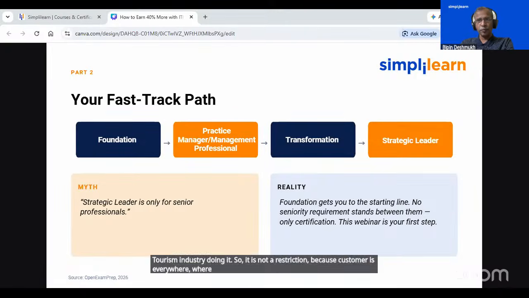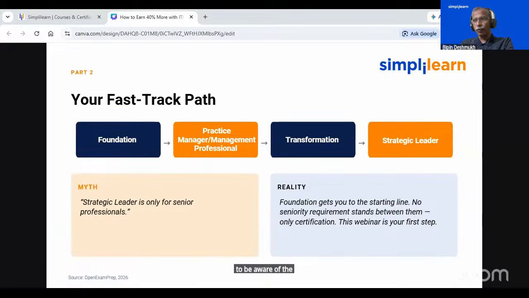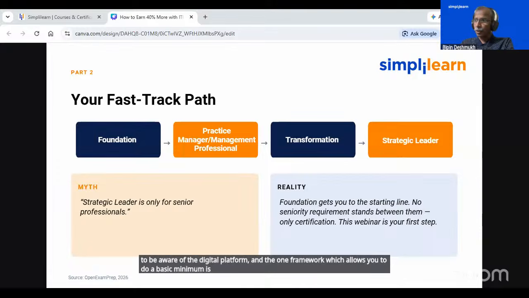Wherever there is a customer, you are likely to have DPSM coming into the picture, because most organizations today are delivering their products and services using digital platforms. And whenever you are delivering products and services using digital platforms, it is important and critical to be aware of the digital platform, and the one framework which gives you the basic minimum is a foundation which enables you to understand the needs, why digital platforms are important for delivering products and services to the consumer.